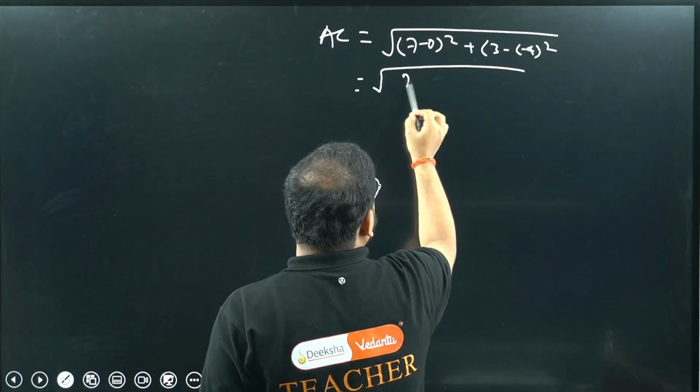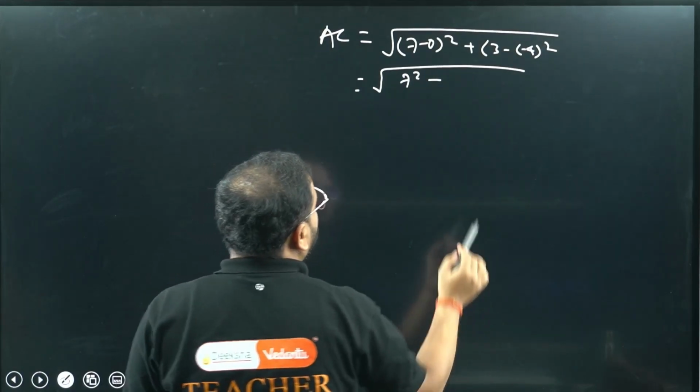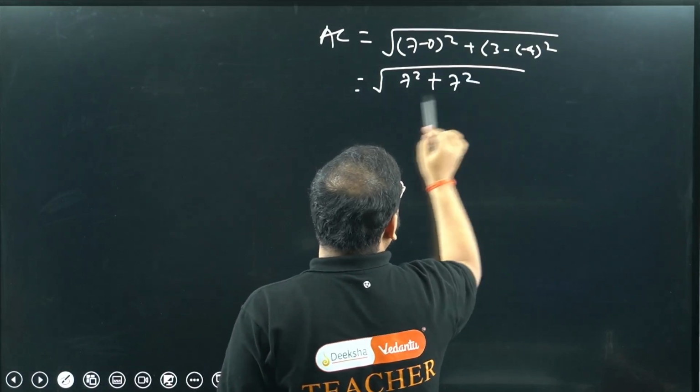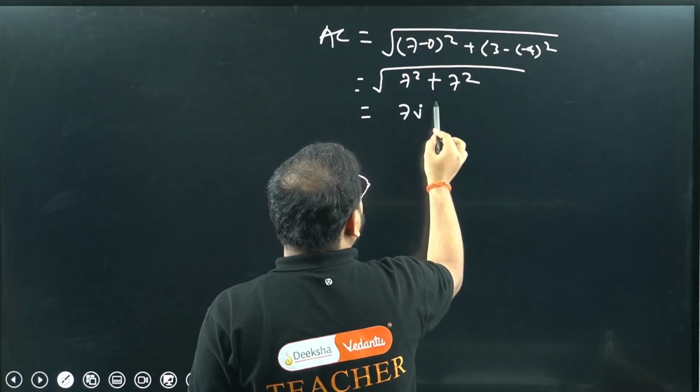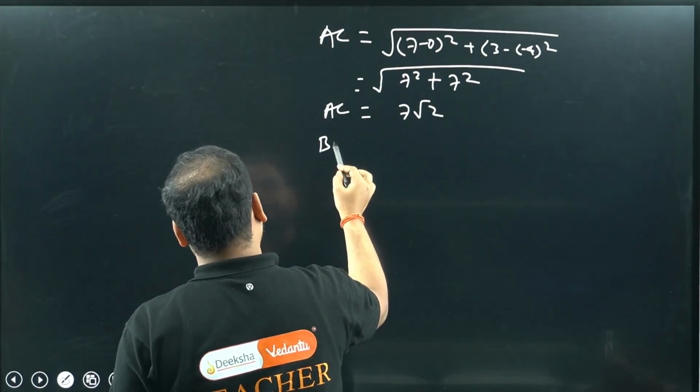So 7 square. 3 minus minus 4 is how much? 4 plus 3, so 7 again. So plus 7 square. What am I getting the answer to be? 7 root 2 is my AC. What about BD?